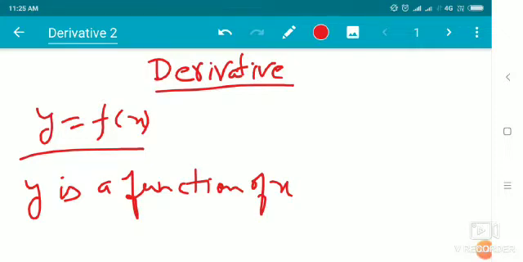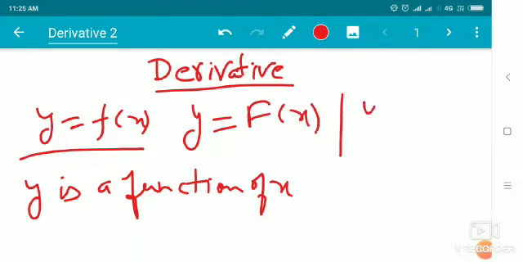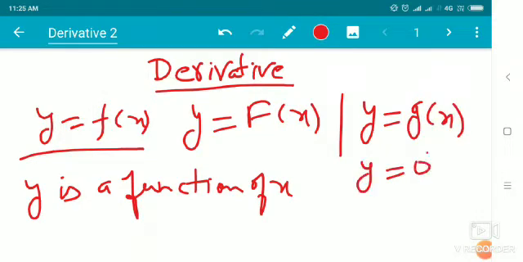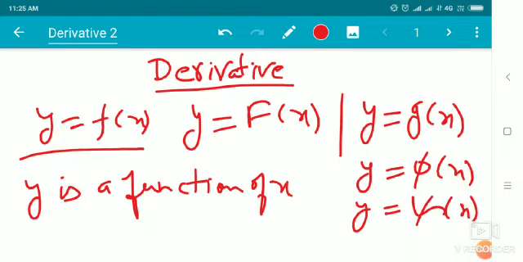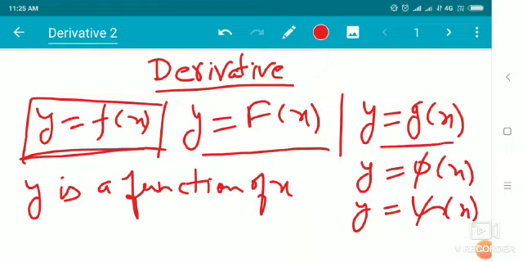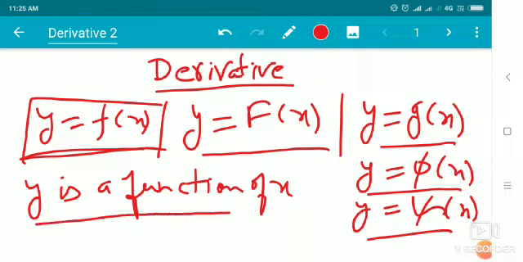f is actually a function of x, and instead of small f we can use y is equal to capital F(x), and instead of f, if we want, we can use y is equal to g(x), or y is equal to phi(x), or y is equal to psi(x). We can use these notations instead of y is equal to f(x). So in all the mathematical expressions, we say y is a function of x.